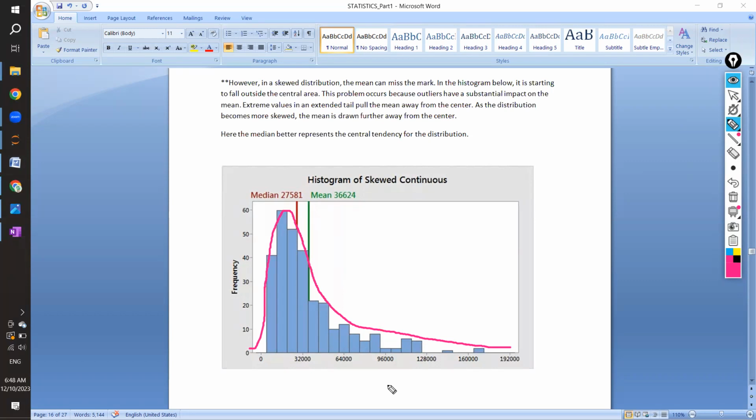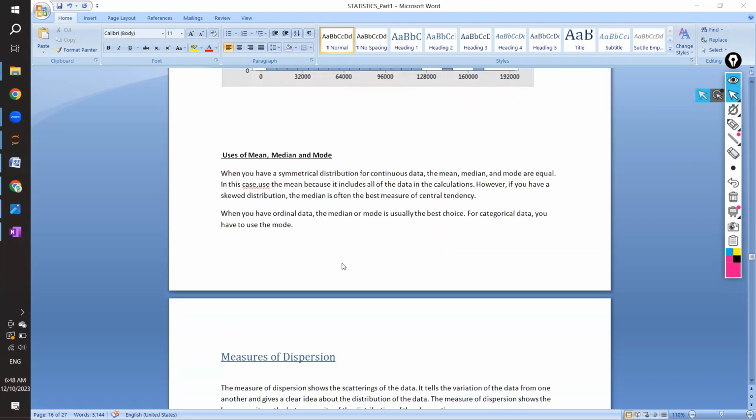Positive, yeah, positive skew. And as you can clearly see in the positive skew, the right-hand tail will be longer, and the mean is shifting towards that. Fine. So when you have a symmetric distribution of continuous data, the mean, median, and mode are equal. In this case, use the mean.